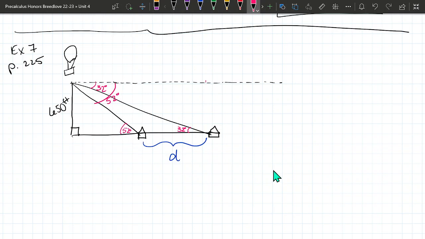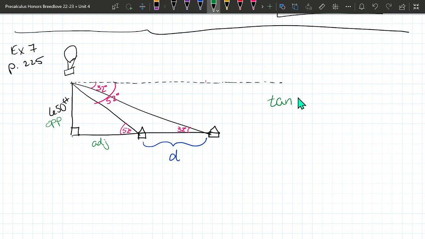How do you know which one's 32 and 52? From the horizontal, when you get to the first one, it's going to be the smaller one, 32. And then to get to the larger one, it's going to be the 52. All right, so now I have an angle and I have a side. So that's enough to use trig. So I need to figure out what my relationship is. I'll start with the 52 degrees on the inside. So here at 52, 650 is the opposite. And I want to know the adjacent. Opposite and adjacent is tangent.